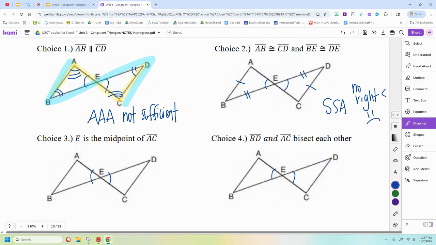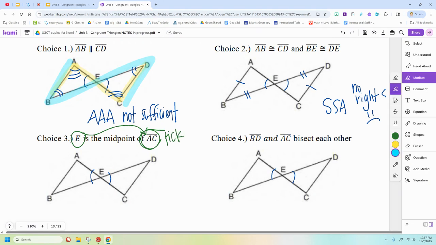Sadness. Okay. Now we go to this one. E is the midpoint of AC. So tick marks go on AC only. So here's AC. The only thing that gets tick marks is AE and EC. That's great, but is it enough? No. So that's just angle side.